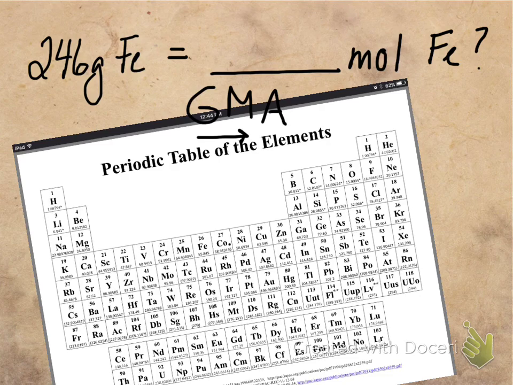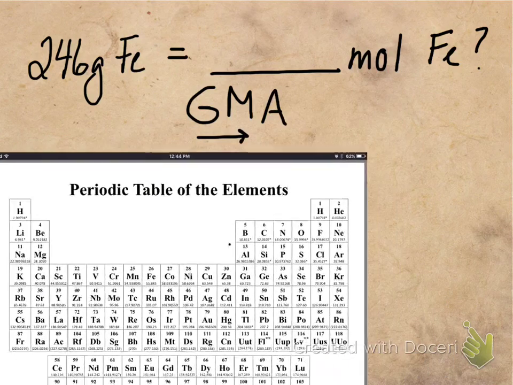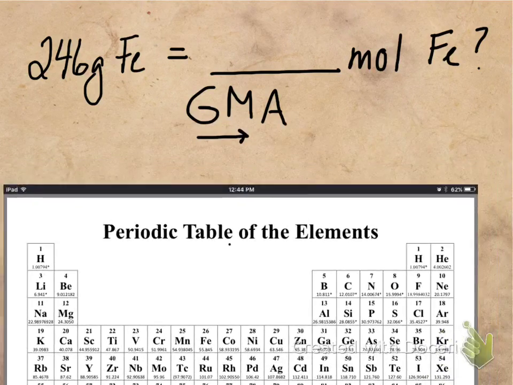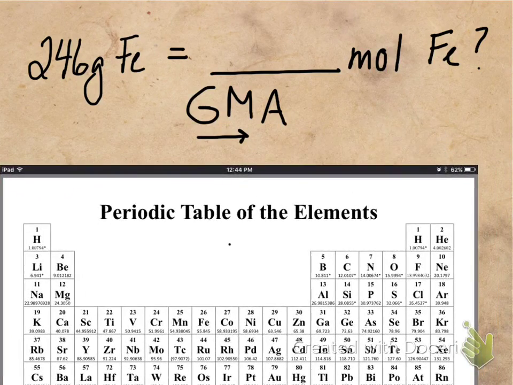Okay, so we're asked here, if we have 246 grams of iron, how many moles of iron is that? Well, when we look at this GMA mnemonic, we can see that to go from grams to moles is going to be a one-step conversion. And you know how to use a factor label method to do a conversion. You've done this with metric measurements.